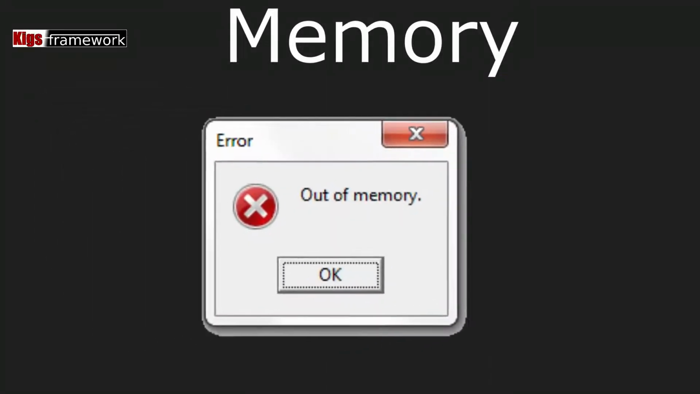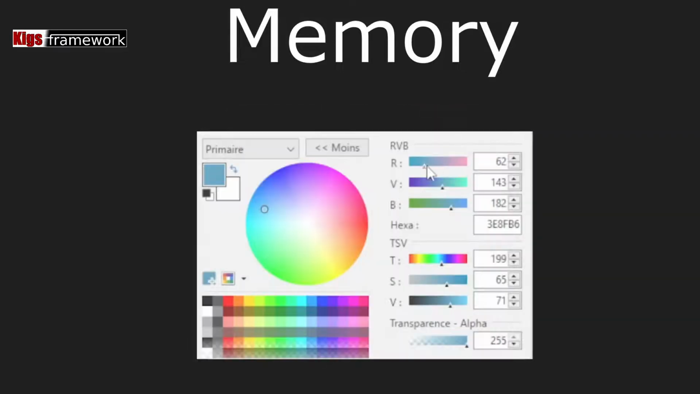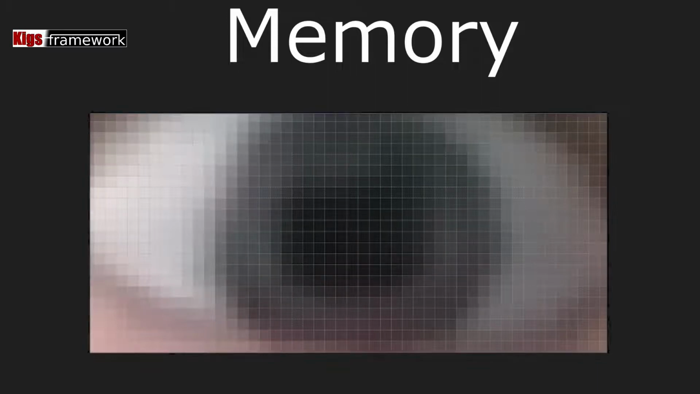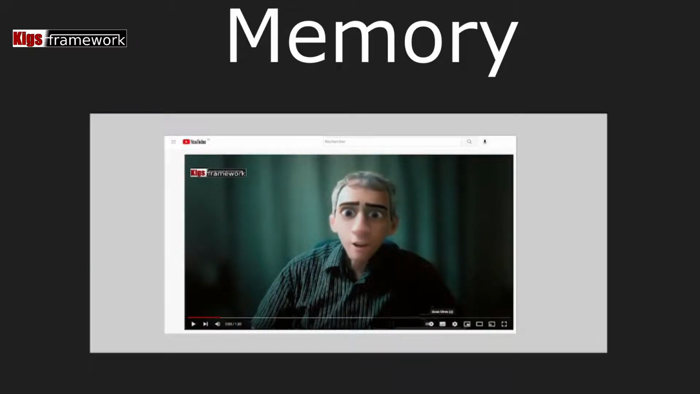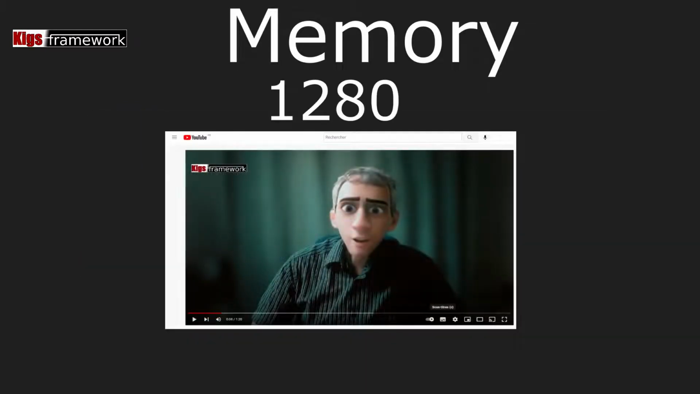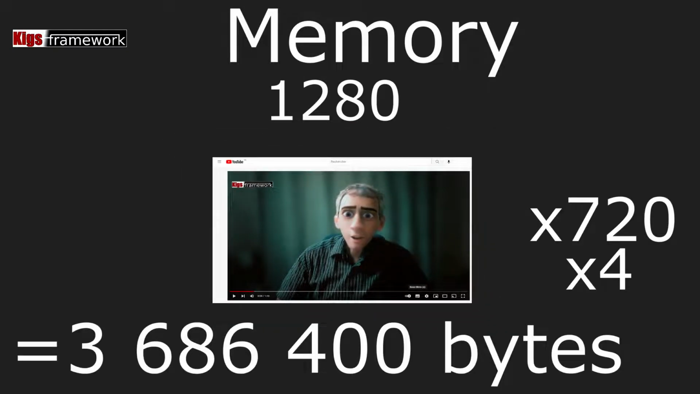When developing, it is important to know the orders of magnitude of the data size in memory. Thus, a color can be stored on 4 bytes, one for the red, green, blue, and transparency components. An uncompressed 1280 by 720 pixels image, each pixel of which is stored as 4 bytes, will therefore occupy 1280 times 720 times 4. That's about 3.5 megabytes in memory.